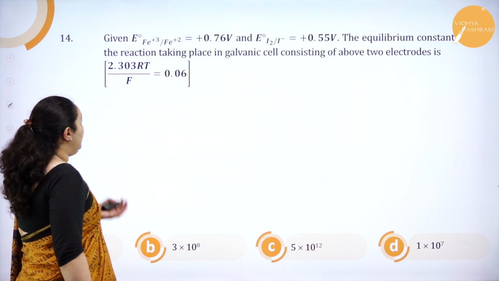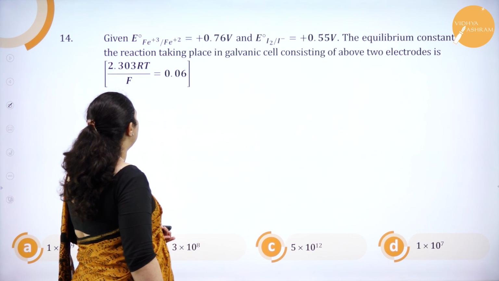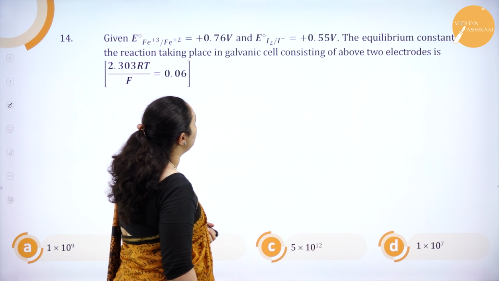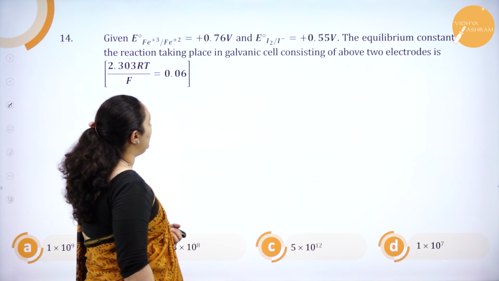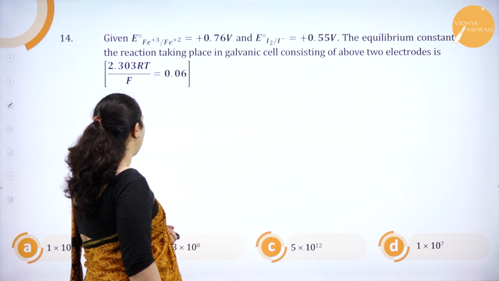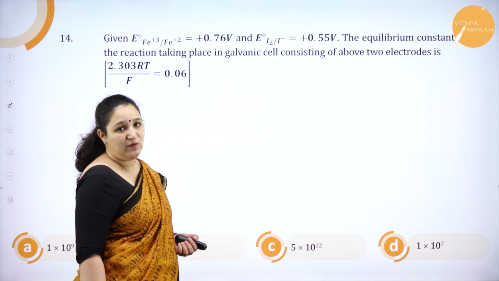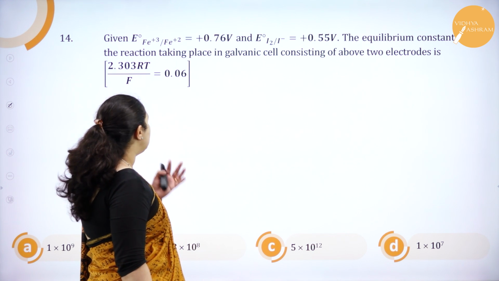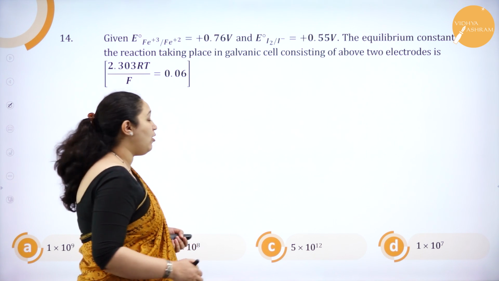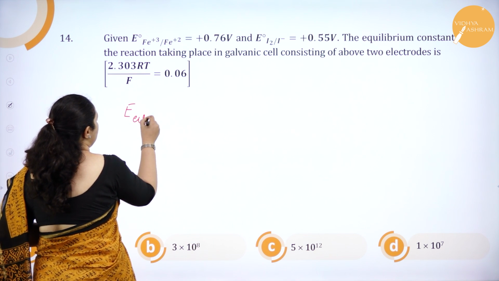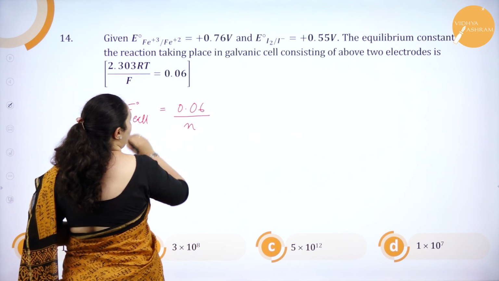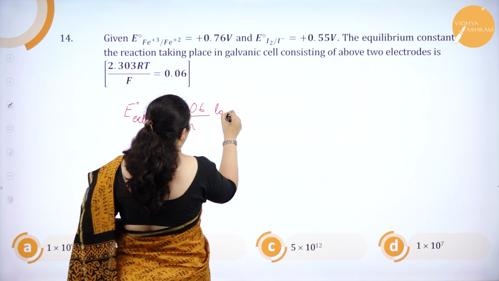Next question, given E naught Fe plus 3 to plus 2 is 0.76 volt and E naught of iodine to iodide is equal to 0.55 volt. The equilibrium constant for the reaction taking place in galvanic cell consists of the above two electrode is. Okay, they are asking you to find out the equilibrium constant Kc. So first we have to find out E naught of the cell, because in the formula we have E naught of the cell is equal to 0.06 by n. They have given it 0.06, that's why I am taking it that way, log Kc.